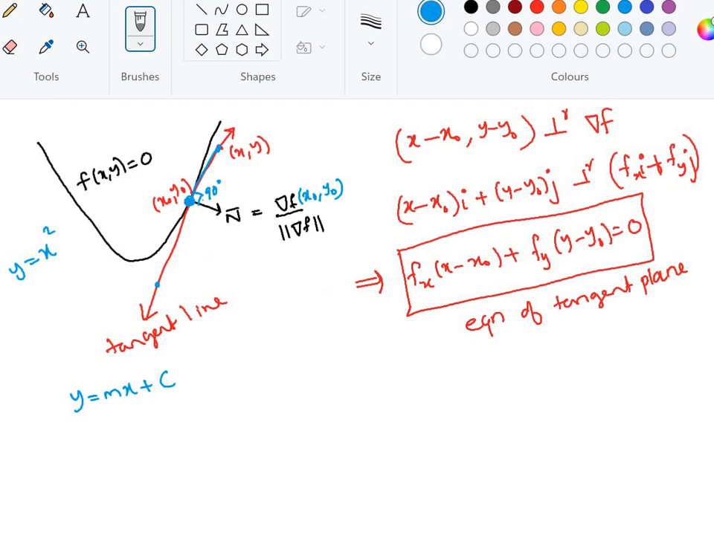So any x comma y on this tangent line should satisfy the equation fx at x naught y naught into x minus x naught plus fy at x naught y naught into y minus y naught equal to 0. And that is the equation of the tangent line, not tangent plane, because there exists only one line, right? Tangent plane will happen for 3D curves. We'll see next what happens when you consider a 3D curve.